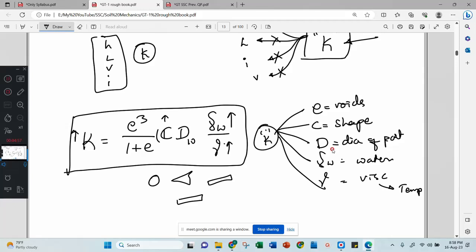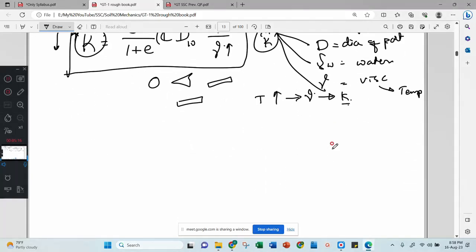If you increase the viscosity, permeability decreases. If you increase the temperature, then temperature will affect the viscosity of the water, and the viscosity of the water will affect your permeability. Like that, the permeability can be altered by using these factors, not the earlier one. Therefore, Darcy suggested that V is directly proportional to I, V is equal to Ki, which is Darcy's equation.